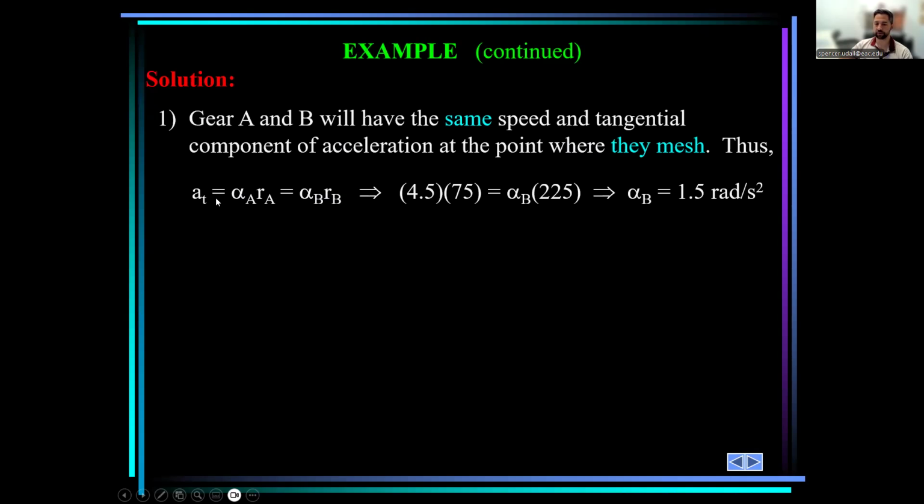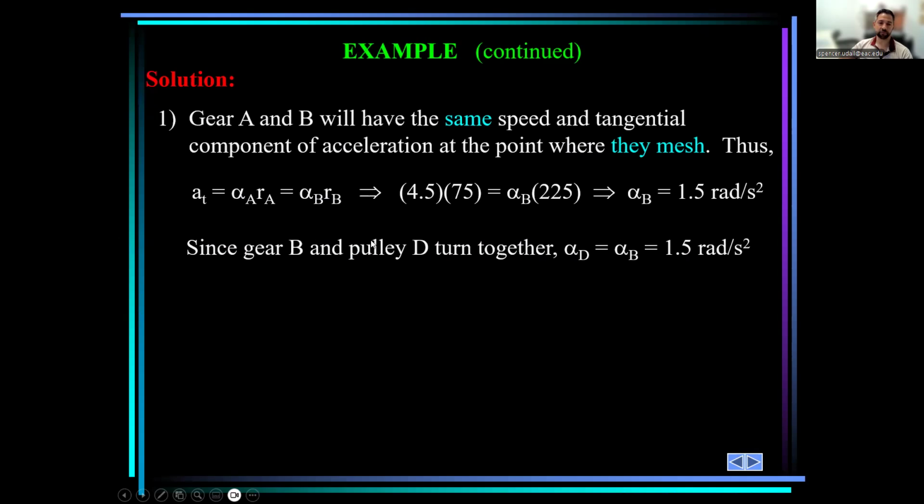Which is basically just a ratio, right? That's all these equations are going to be giving us, a gear ratio between the 75 millimeter and the 225 millimeter, right? It's 75 divided by 225 is our ratio between B to A.